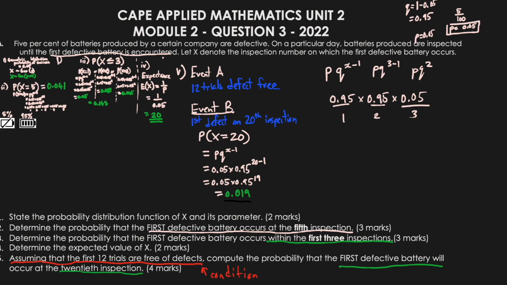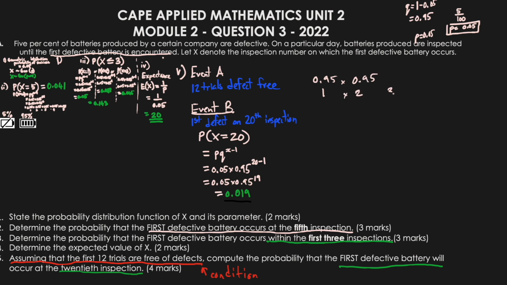Now, let's link this back to 12 defect-free. So we do not find a defect. Technically, if we do not find a defect, that means our first attempt, 0.95, there was no defect. The second time we do it, no defect. Third time we do it, no defect. And we keep going on and on till we reach our 12th inspection. And on that time, we still do not find any defects.